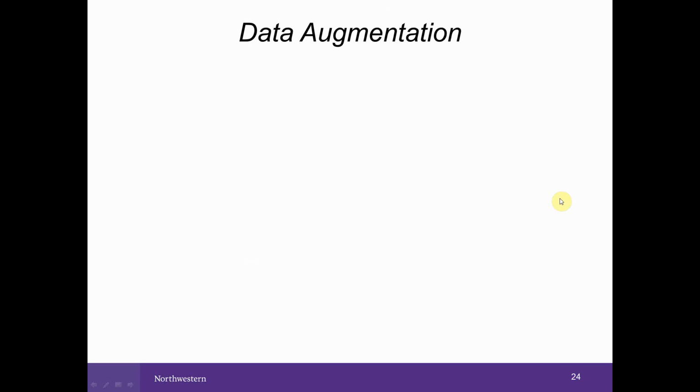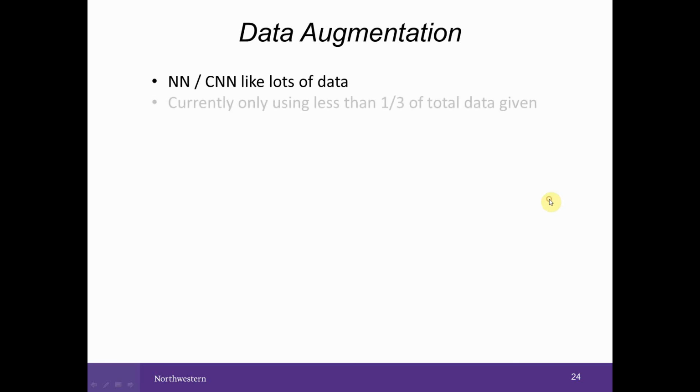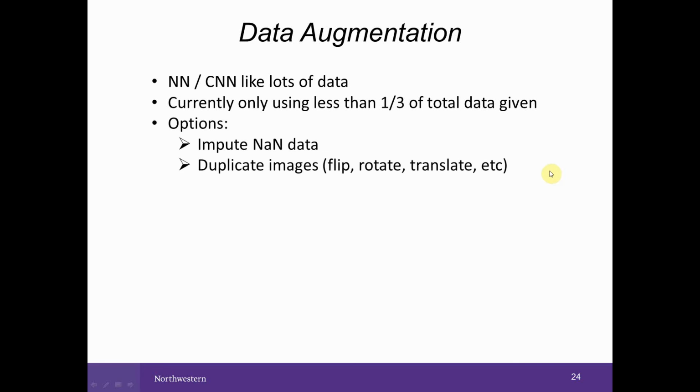I went into something called data augmentation. Neural nets and convolution nets like lots and lots of data. Remember, I'm only using less than a third of the data here. So a couple options we could do: we could fix some of those null values somehow, or we can duplicate these images. Flip them, rotate them, translate them, and all that.